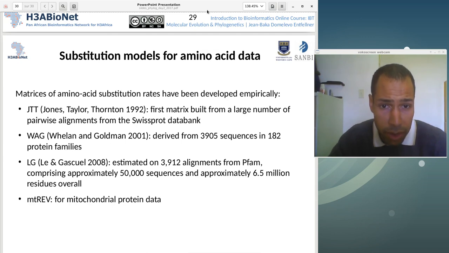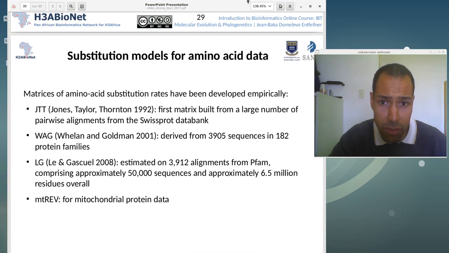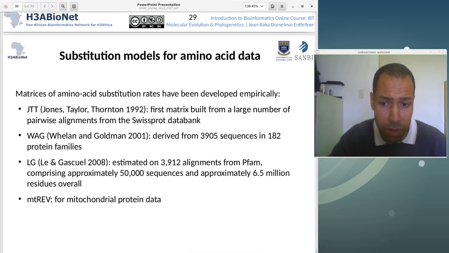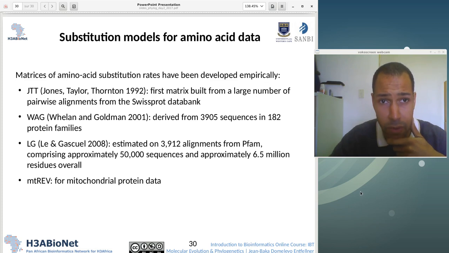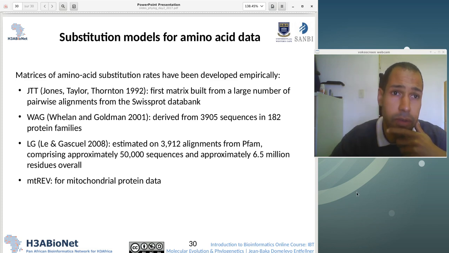So for amino acid, how is it that my window is not properly fitting the screen? Sorry, yeah. For amino acid data, you also have models. I'm not going to present each of them here. These models are based on a matrix of instantaneous mutation rates or substitution rates that are matrices of 20 rows by 20 columns, because the alphabet of amino acids is composed of 20 characters.